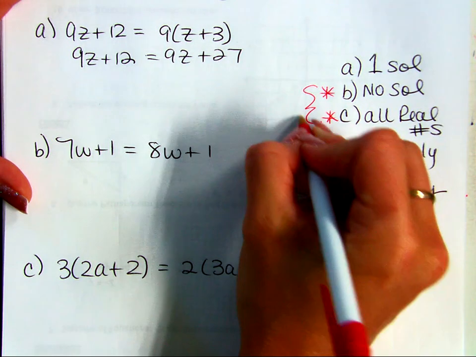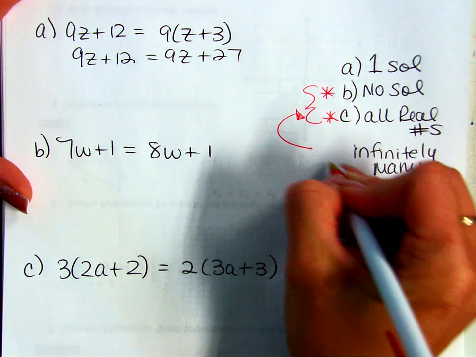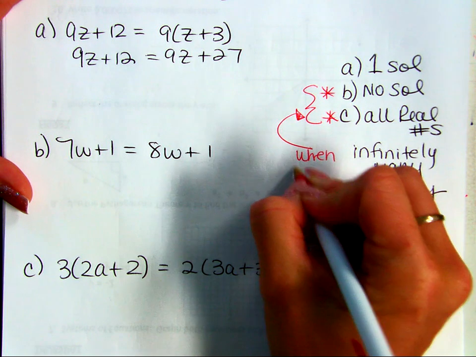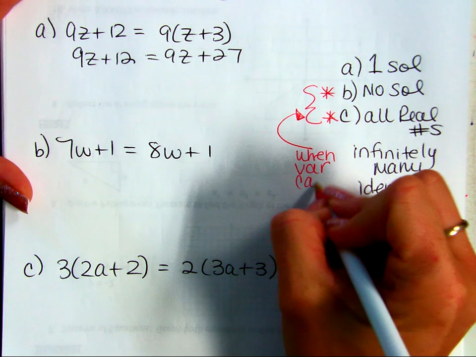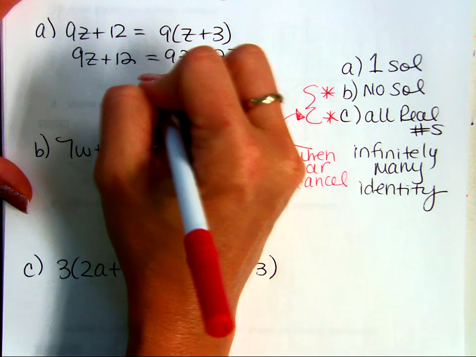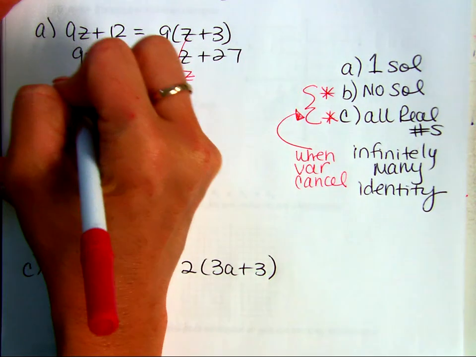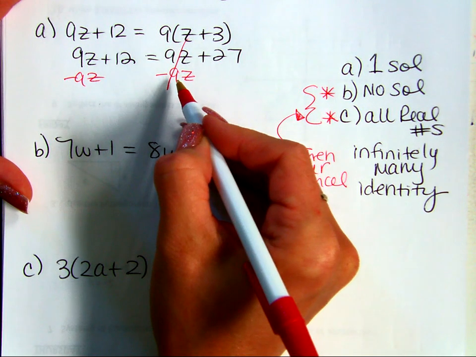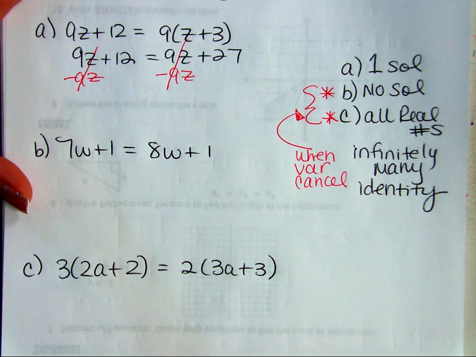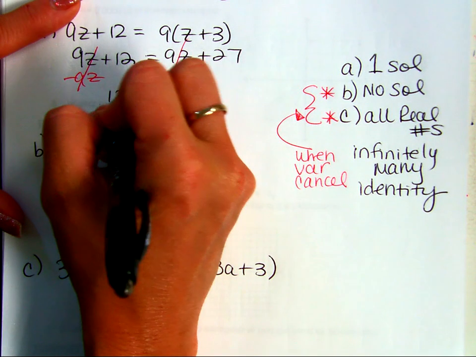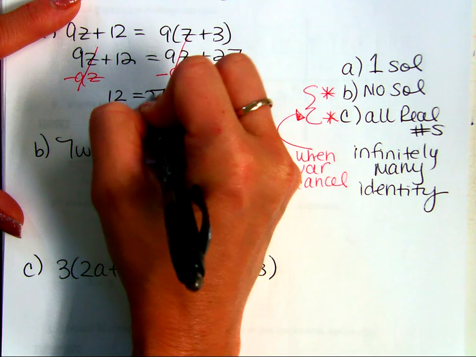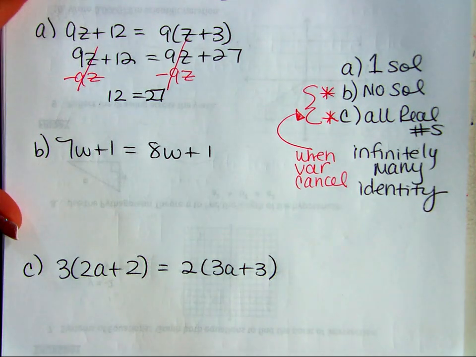Okay? Let me just show you what I mean by that, because I want you to put a little star by B and C, because B and C are only going to happen when your variables cancel out. When I go to put it over here, they cancel here and they cancel here, which leaves me with nothing, which is 0. And 12 is equal to 27. And is that true? No, we know that's not true.